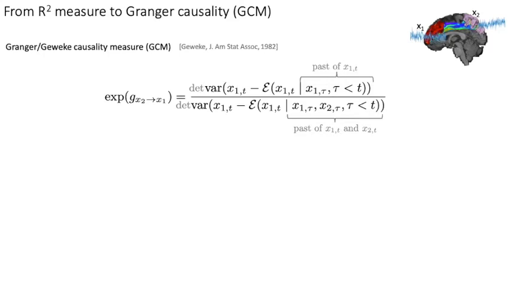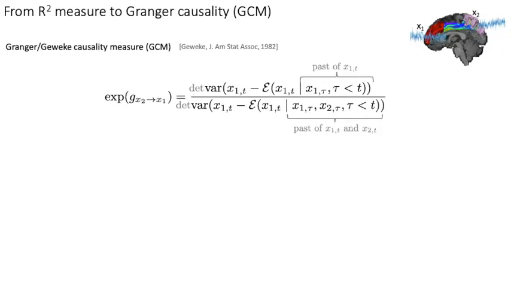Let me go through each of the terms. This term is the expected value of x1t given its past data. Because of the randomness of the time process, this expected value is not exactly the same as its true value, so there's prediction error here. Similarly here, if we add the past values of x2t to predict the current value of x1t, we expect to have better prediction accuracy. So the variance in the denominator is supposed to be smaller than this term.